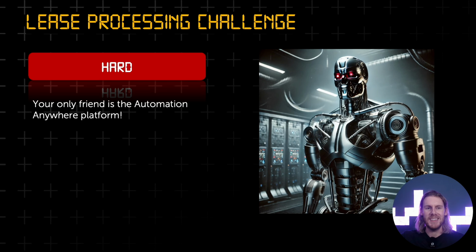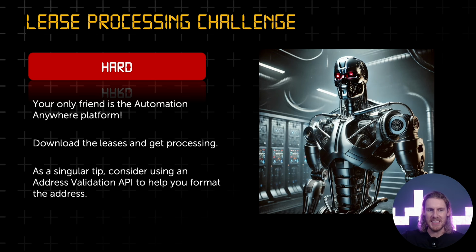Now in hard mode, your only friend is the Automation Anywhere platform. So download the leases and get processing. But as a singular tip, consider using an address validation API to help you format the property address.